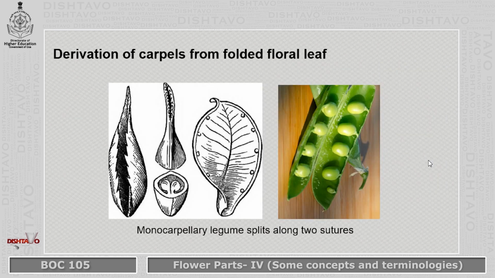The derivation of carpels from floral leaves can be seen. One example is peas, which have a monocarpellary ovary, and you can clearly see the leaves are fused together, and the placenta forms the ovules, which can be seen as the seeds. So monocarpellary legume pods can be split along the two sutures. One of the sutures represents the midrib of the leaf, and the other suture represents the fusion of the leaf tips or leaf margin.